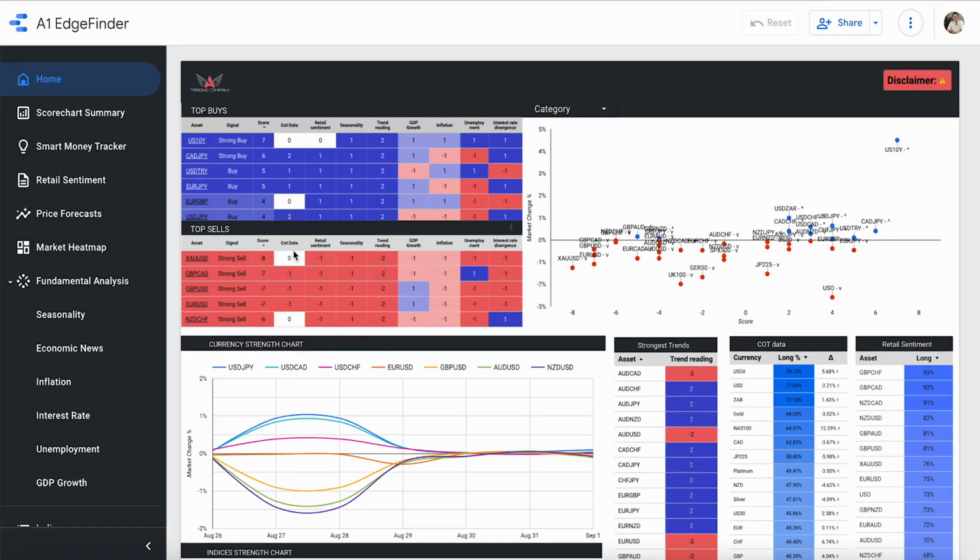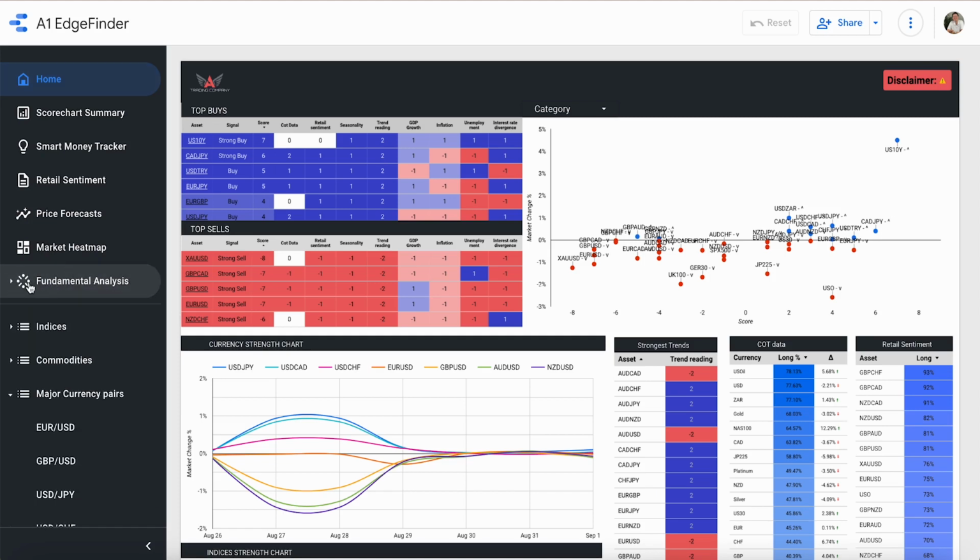What's up, everybody? We are back in the Edge Finder, continuing on with our series of Edge Finder how-tos and Edge Finder basic videos. So today we're taking a look at another area of the Edge Finder that we don't talk about too often, and that is going to be our interest rate section.